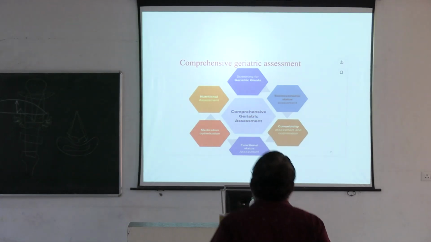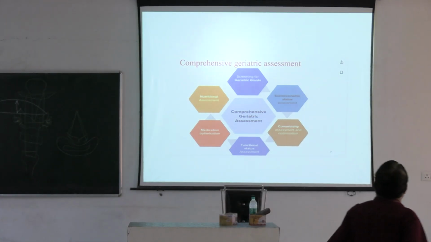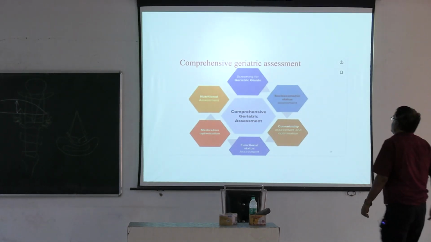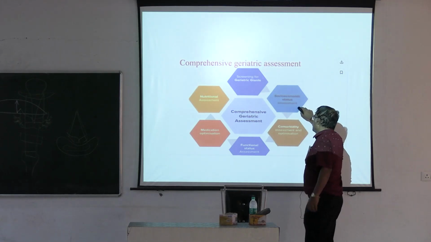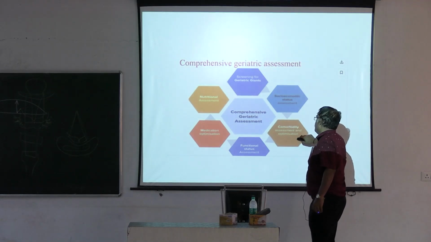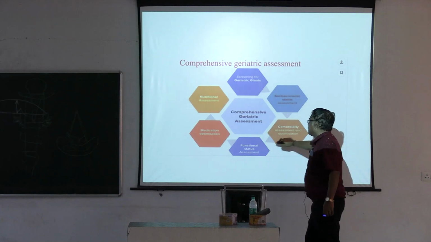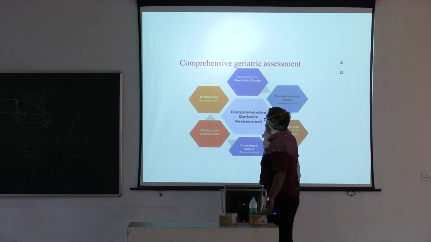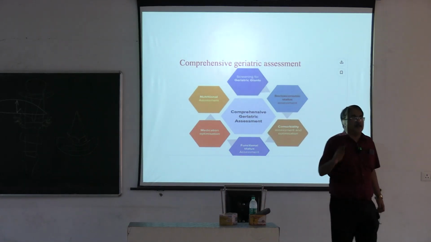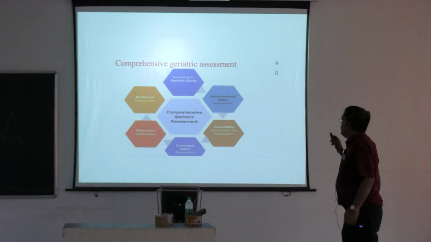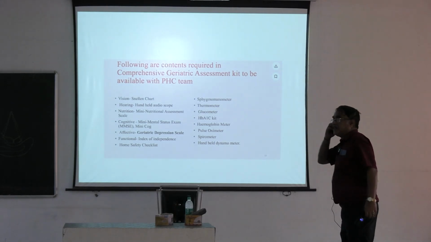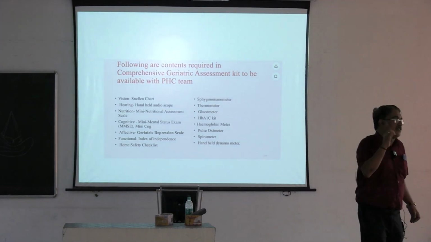So, comprehensive geriatric assessment. First is screening for geriatric giants. Then you assess the socioeconomic status. You assess the comorbidities, functional status, medication optimization, and nutritional assessment. And so the whole thing is there. Not just medicines. You need the comorbidity assessment, socioeconomic status, medication, functional status.